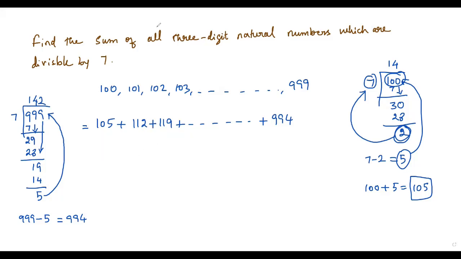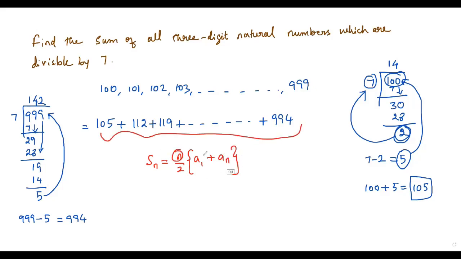So we can use a formula to find the sum of the terms in this arithmetic series. The formula is going to be Sn equals n over 2 times (a1 + an). Here n stands for the number of terms in this series, a1 stands for the first term, and an stands for the last term. Okay, here already we know the value of a1 and an. Because a1 is 105 and an, the last term, is 994, we can plug in that. But still we need the value of n.